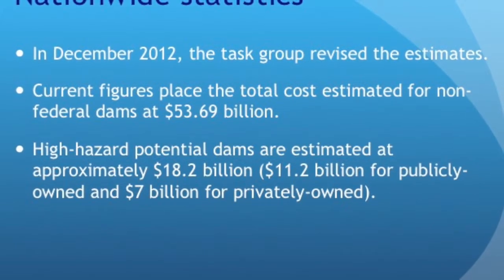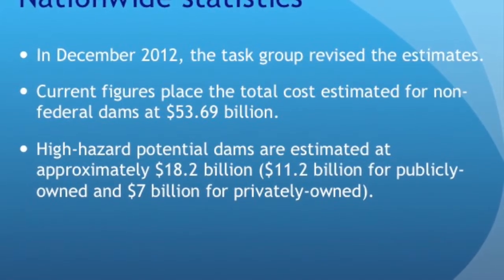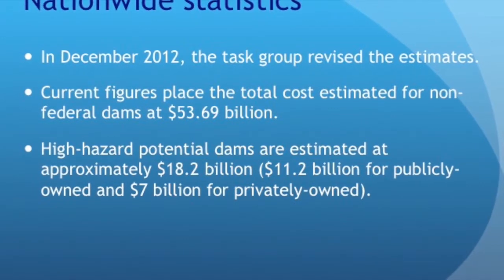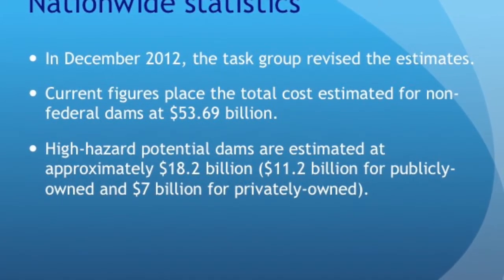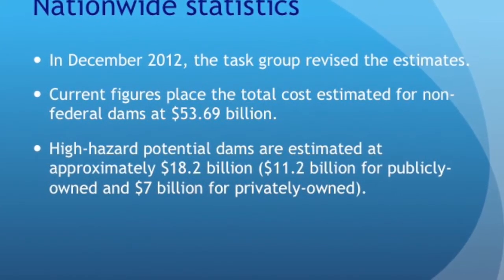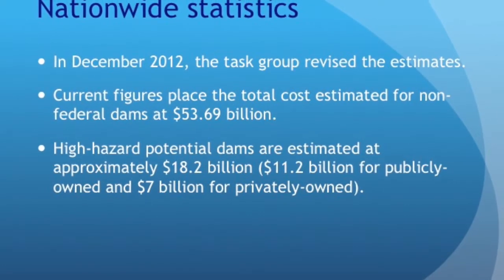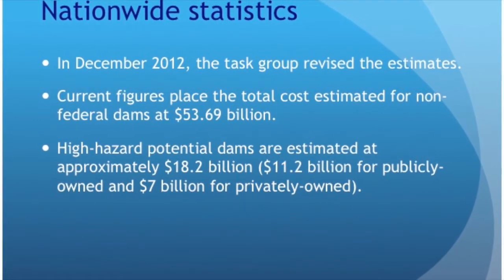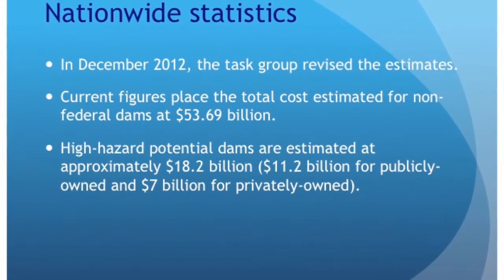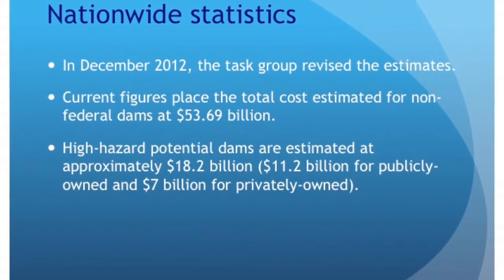In December 2012, the task group revised the estimates. Current figures place the total cost estimated for non-federal dams at $53.69 billion. High-hazard potential dams are estimated at approximately $18.2 billion, with $11.2 billion for publicly owned and $7 billion for privately owned.